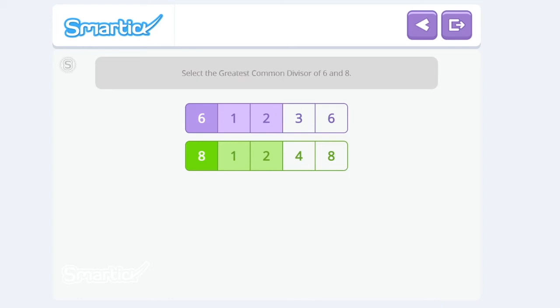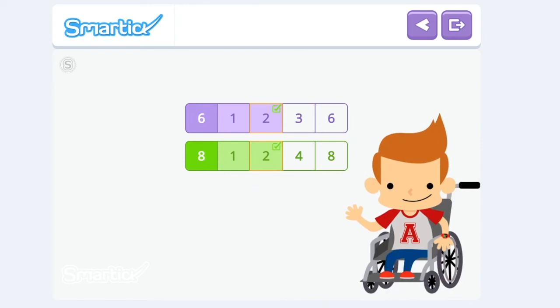Just one step left. Select the greatest common divisor of 6 and 8. In other words, you need to select the highest number from the list of common divisors of 6 and 8 that you've already found. So we know that 1 and 2 are the common divisors of the numbers 6 and 8. And the greatest one between 1 and 2 is 2. Okay, we've found the greatest common divisor of 6 and 8. It's 2. 2 is the biggest number that divides both 6 and 8 exactly.